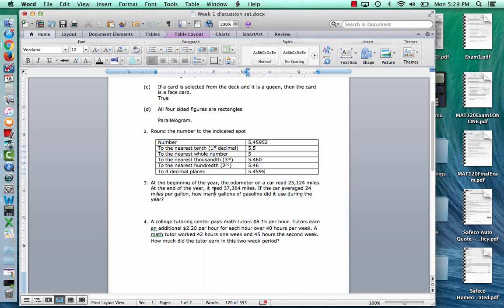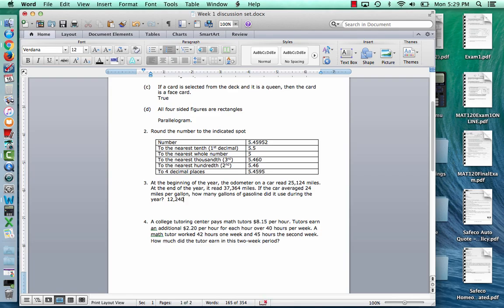Okay, next one. It says at the beginning of the year, the odometer in a car read 25,124 miles. At the end of the year, it read 37,364 miles. If the car averaged 24 miles per gallon, how many gallons of gasoline did it use during the year? Well, I want to figure out how many miles it traveled. So if I do 37,364 minus 25,124 miles, I'll get 12,240 miles. That's how far it traveled.